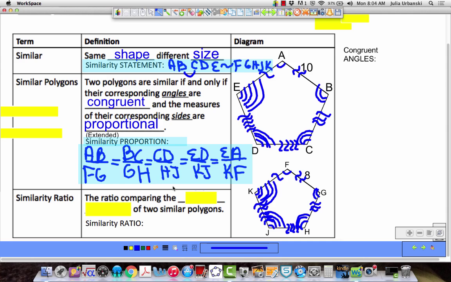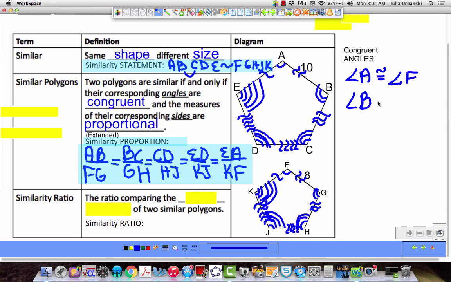Alright, so you've got your proportional sides here. Let's do our congruent angles. Over here on the side, let's write congruent angles. Angle A is congruent to what? Yep. You got that from the markings. You got that from this statement right here.